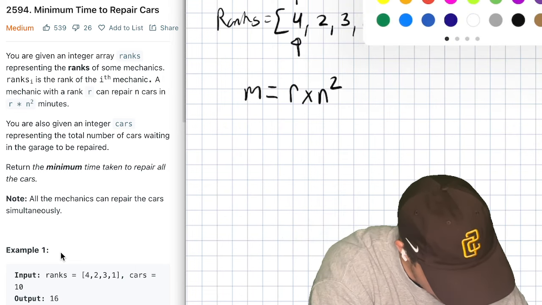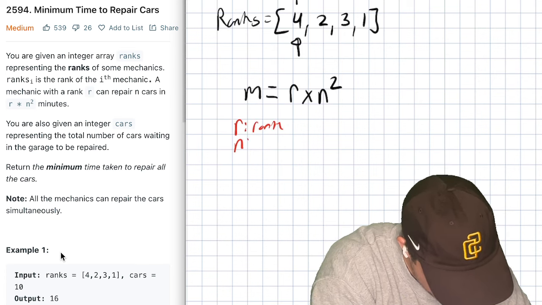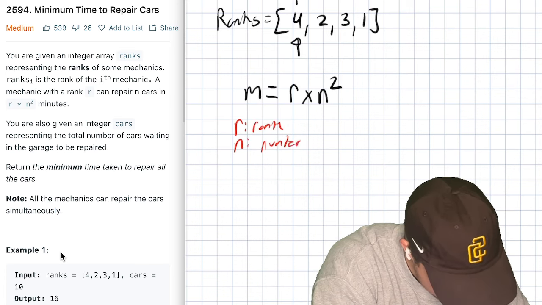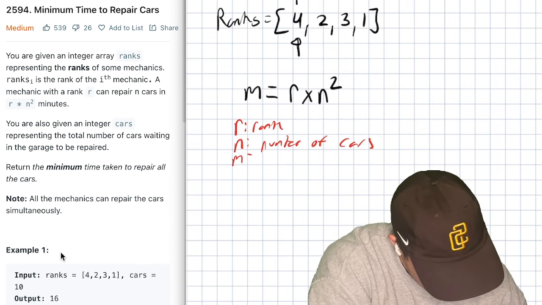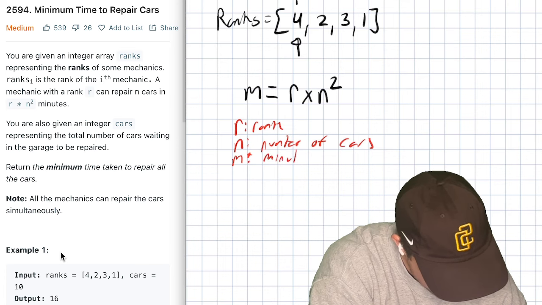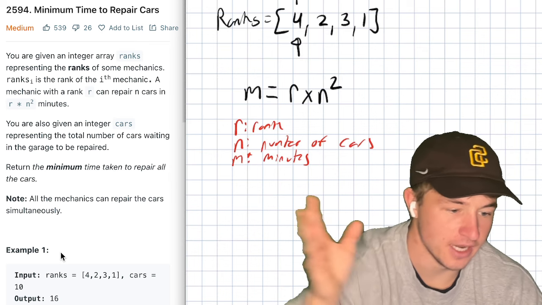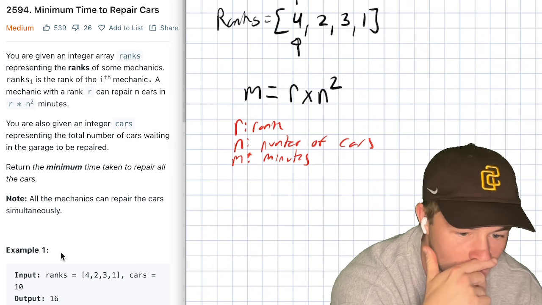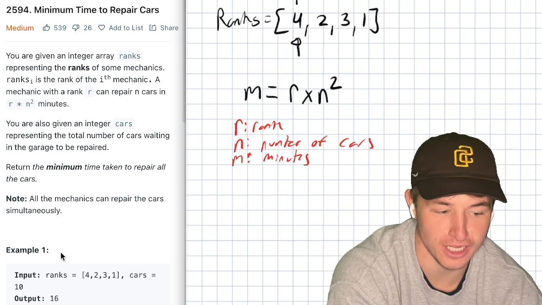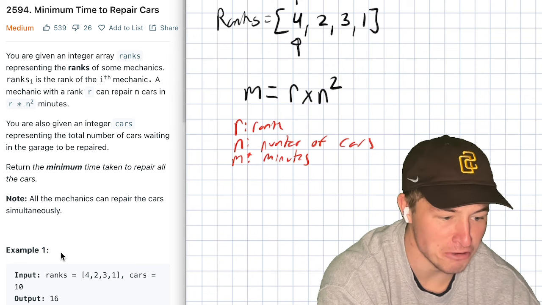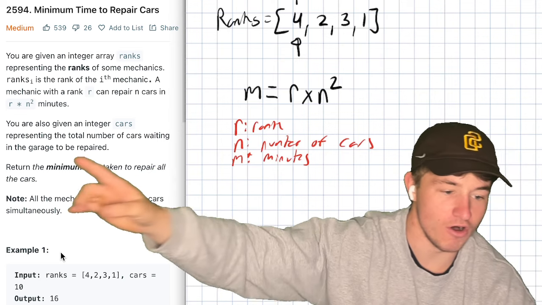Okay, so maybe we should just describe what these variables are. So R is the rank. N is the number of cars. And M is the number of minutes it's going to take. Okay. You're also given an integer cars representing the total number of cars waiting in the garage to be repaired. Okay, so I guess there's a bunch of cars that are chilling out and they all want to get fixed. Return the minimum time taken to repair all the cars.